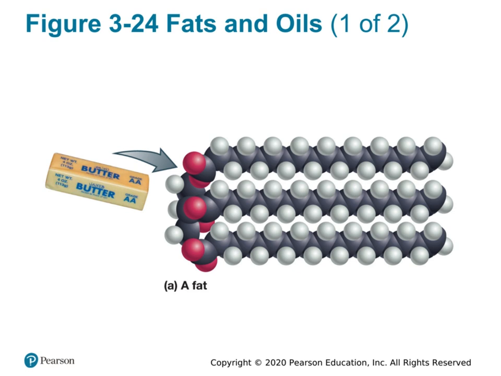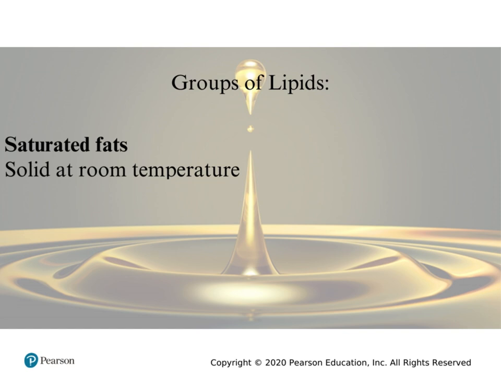So here is a fat that we consider a saturated fat. Again, like butter. Saturated fats are solid at room temperature due to the single bonds between carbons in the fatty acids. So let's review saturated fats. Saturated fats are solid at room temperature, don't have double bonds, they only have single bonds. And so that's kind of a quick overview of what you should know about saturated fats.